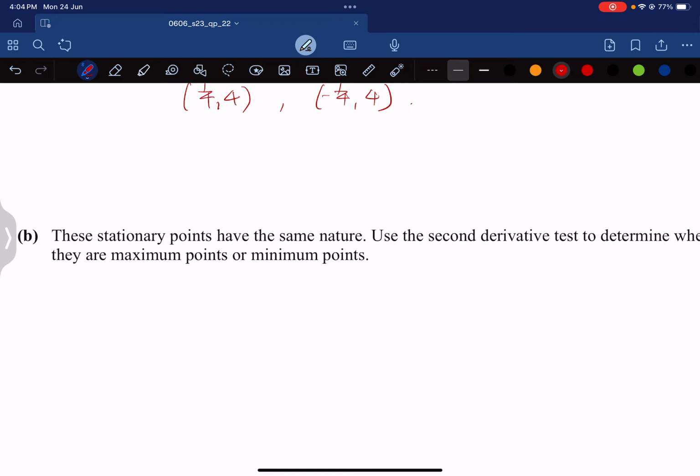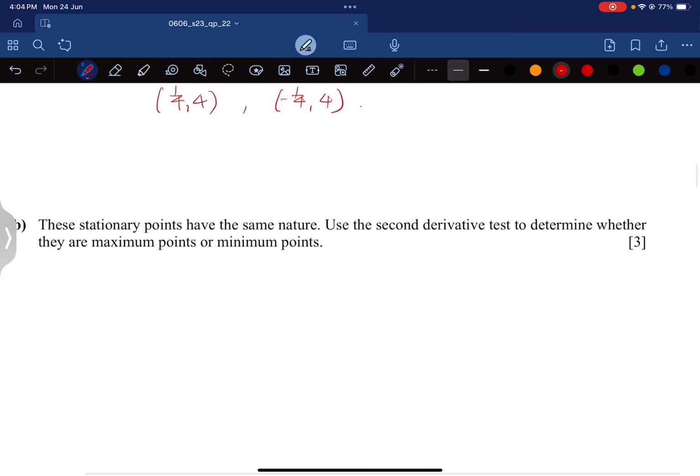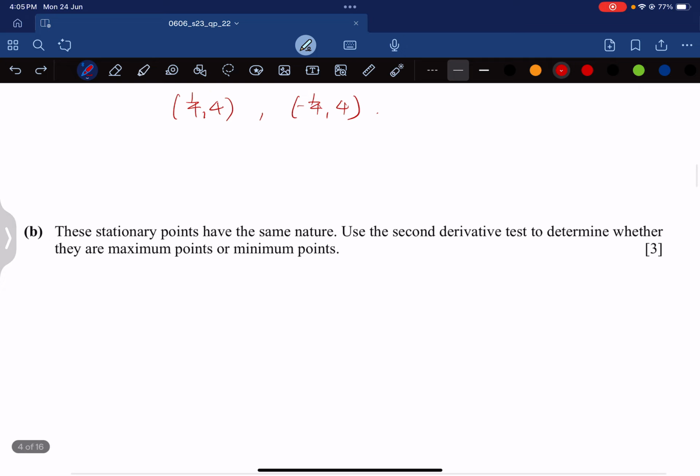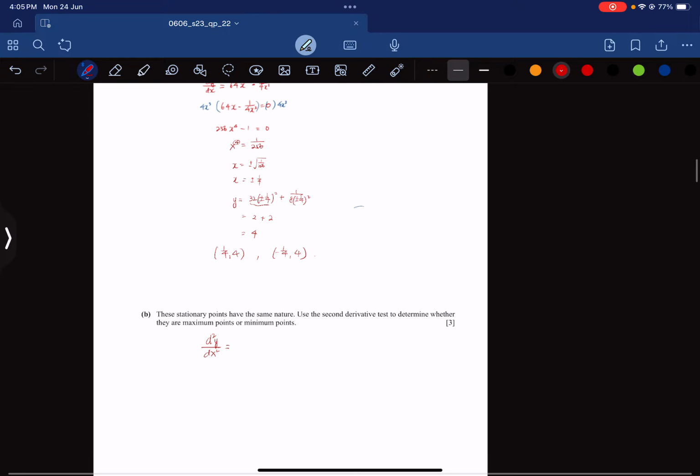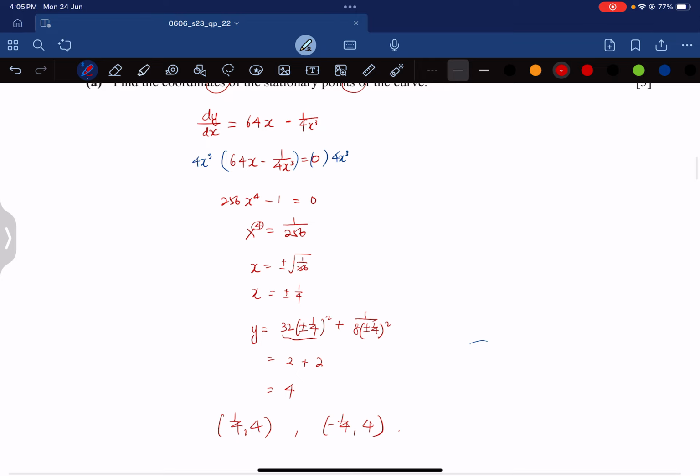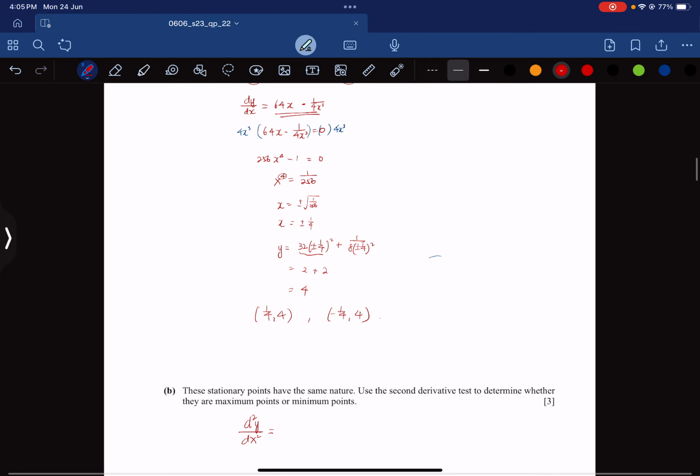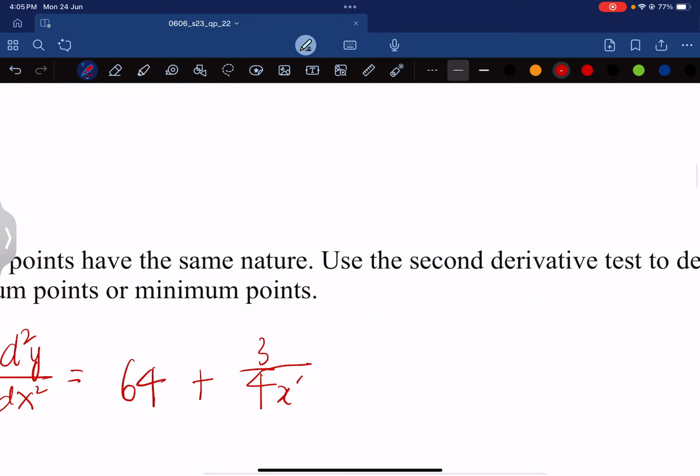Do these stationary points have the same nature? Use the second derivative test to determine whether they are maximum or minimum. Second derivative, d2y/dx squared. Differentiate the first derivative one more time. 64, and this thing is negative 1/4 x to the power of negative 2. Differentiate one more time would be 3/4 x to the power of negative 4.